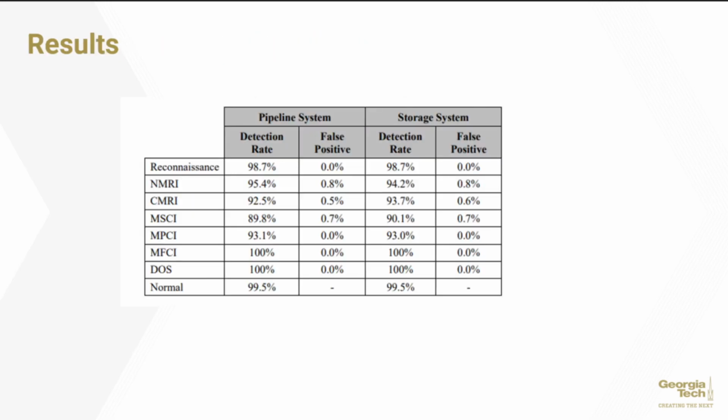And here we can see the results that they obtained in the paper. As you can see, the signatures have provided excellent results. The detection rate is above 90% for both the pipeline and the water storage system for most of the attack categories. The false positive ratio is outstanding as well. It's below 1% for all the attack categories.